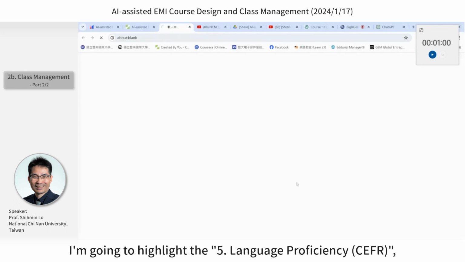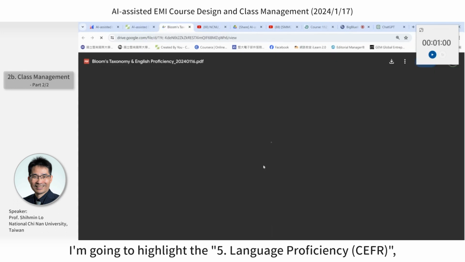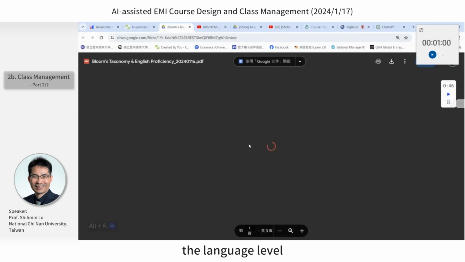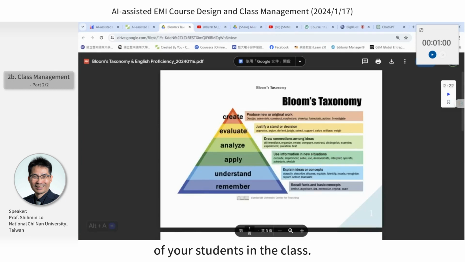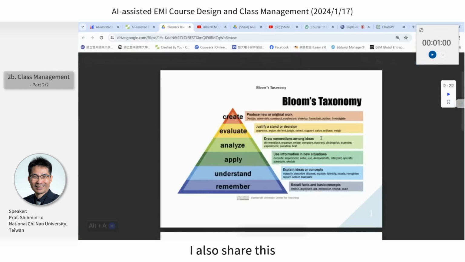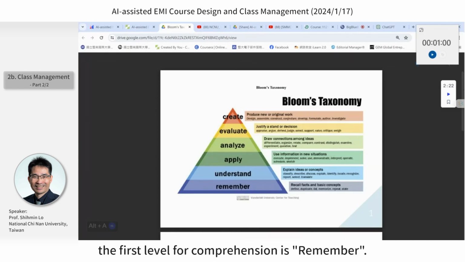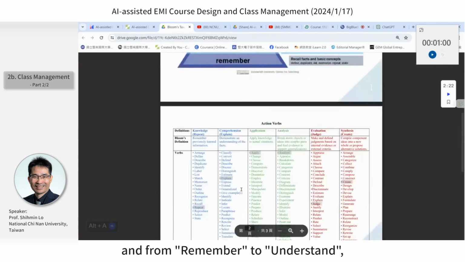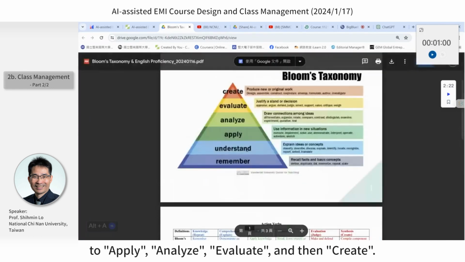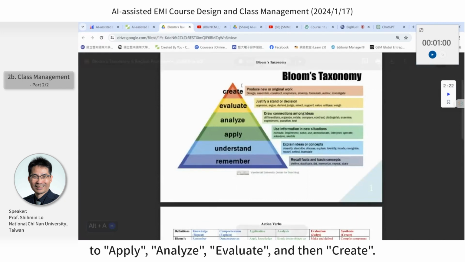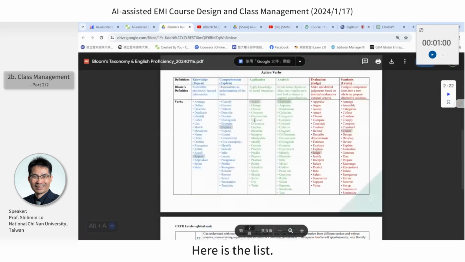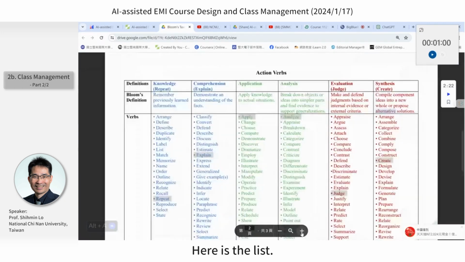I'm going to highlight the language proficiency, the language level of the students in the class. I also share this Bloom's taxonomy with my students. As you can see, the first level of comprehension is remember. From remember to understand, to apply, to analyze, to evaluate, and then create. And here is the list, okay?